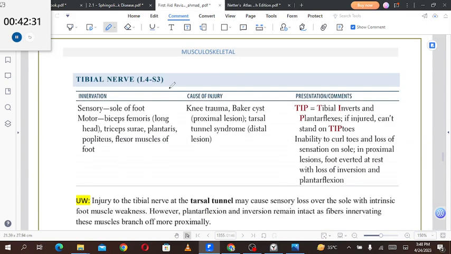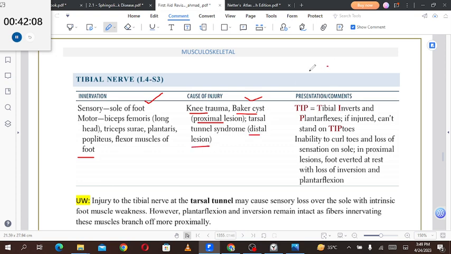Okay, then the tibial nerve: sensory to the sole of the foot, and motor to biceps femoris long head, biceps short head, plantaris, popliteus, and flexor muscles of the foot. Causes of injury: knee trauma, Baker cyst, which is the proximal lesion, and tarsal tunnel syndrome, which is the distal lesion. We'll see both of them right now.